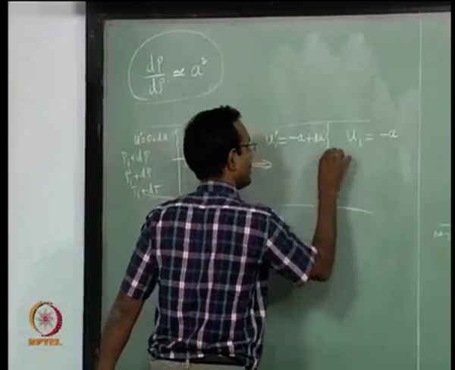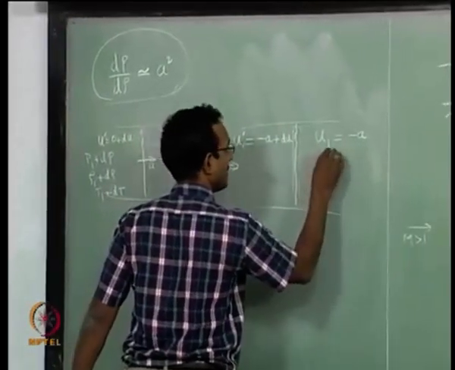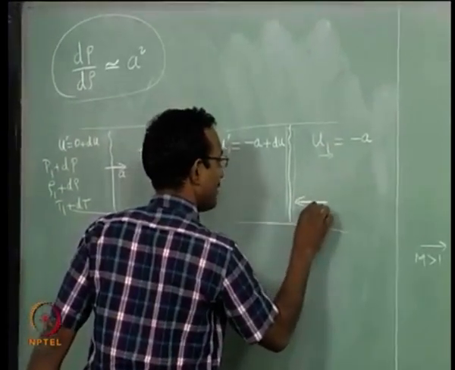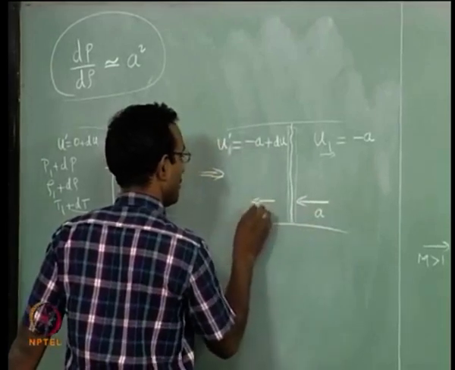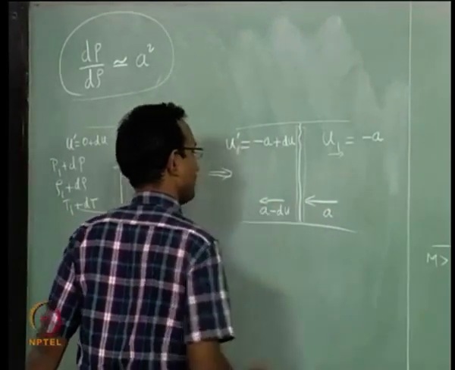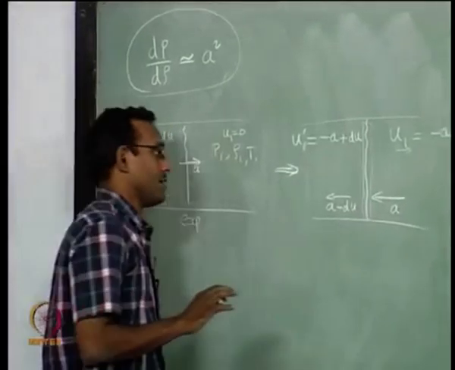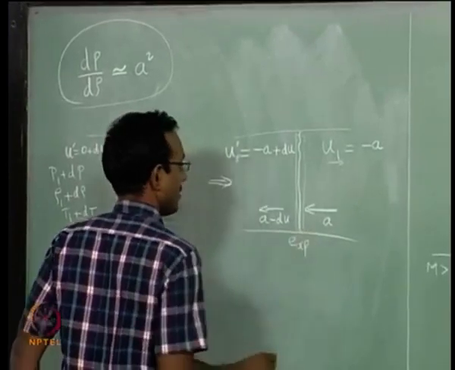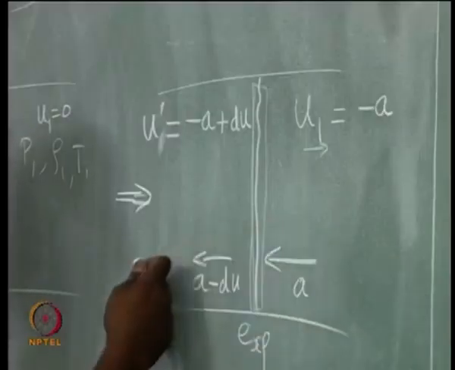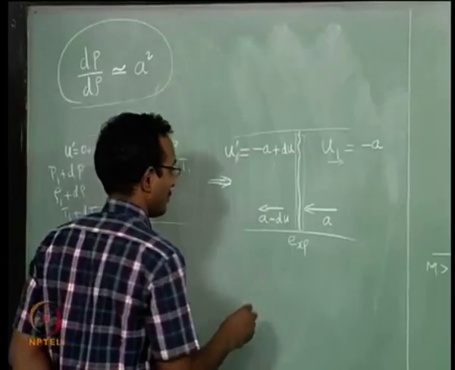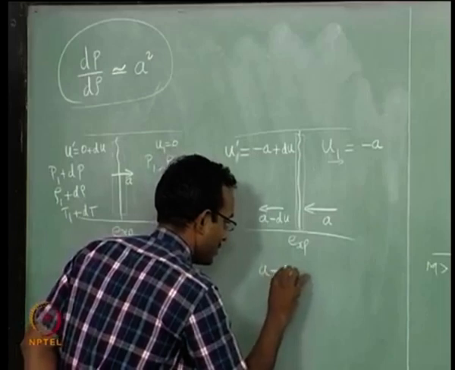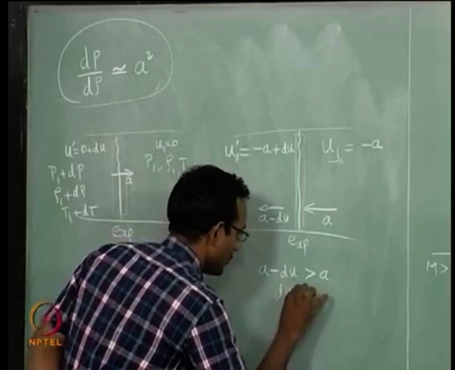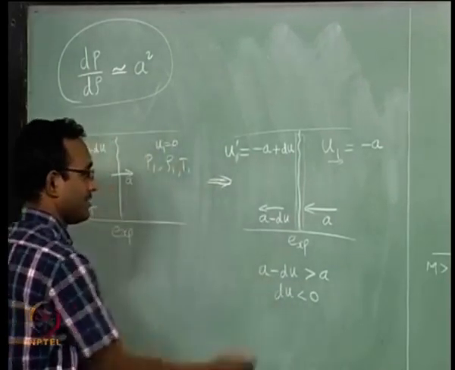If I put a control volume across this, since it is minus a in this direction, it is equivalent to having a in this direction and it is going with a minus du this way. This is what I have. But we already have this kind of result, and I know that this is an expansion wave. In an expansion wave, if a flow crosses it, its velocity increases, that is what I know. So, I know that a minus du is greater than a, which actually means that du is less than 0, right, just an immediate result from that.